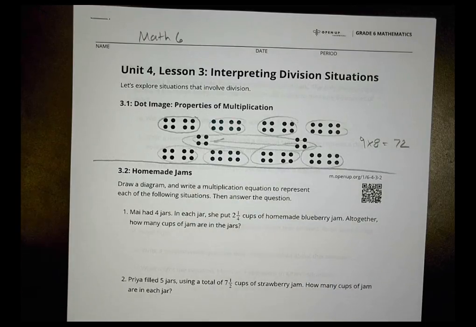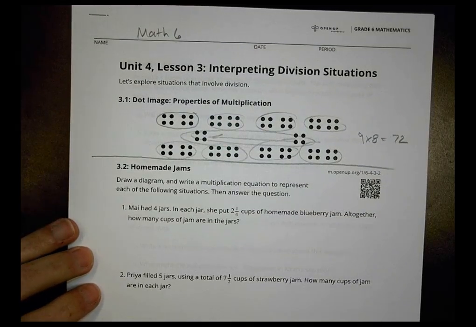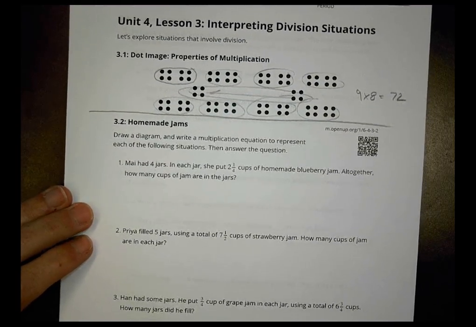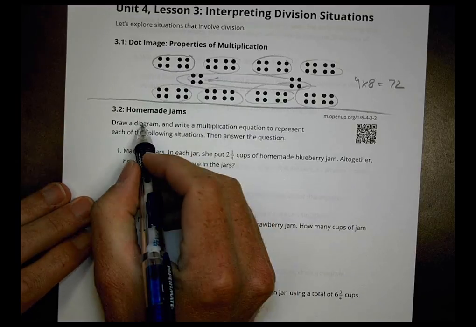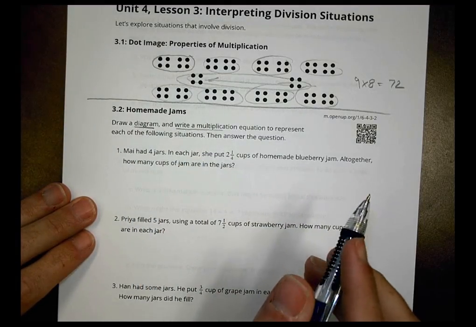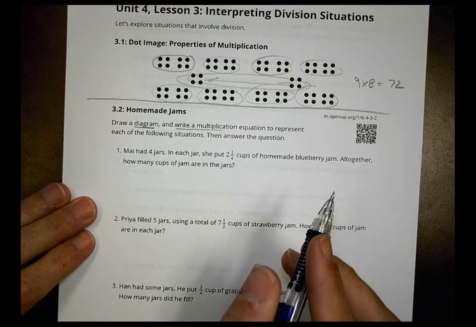There are other ways you might have visually seen that, and that's great. It's something for you to talk about in your class: what do you see and how do you figure that out? Let's take a look today at the homemade jams, as we learn to interpret division situations. It says to draw a diagram and write a multiplication equation to represent each of the situations, and then answer the question.